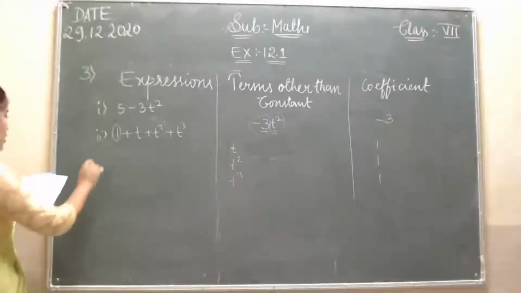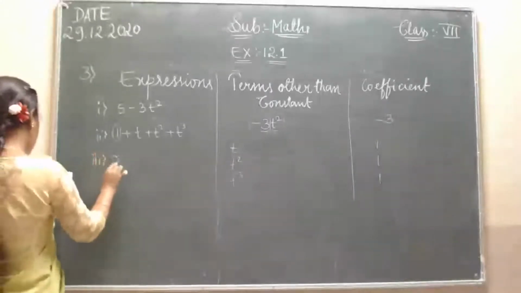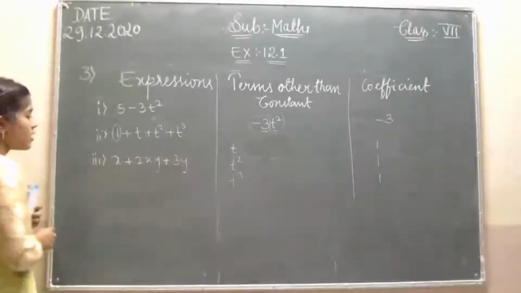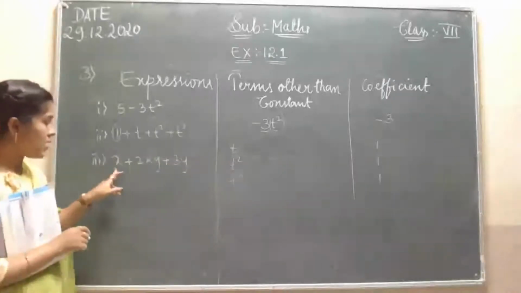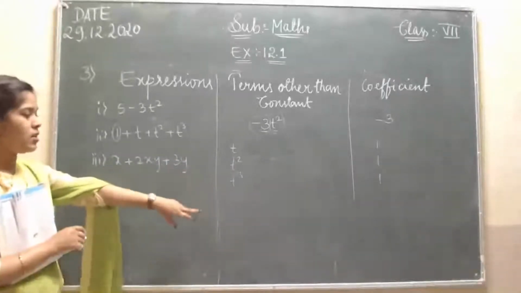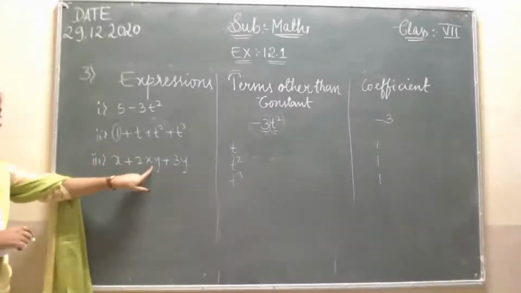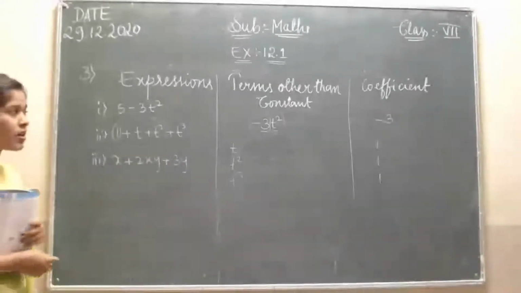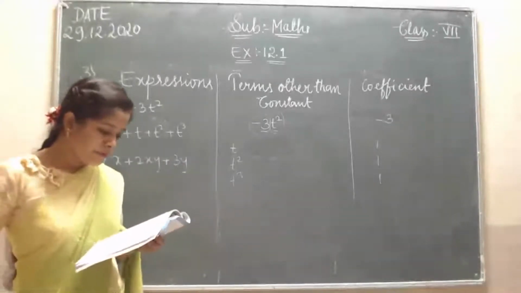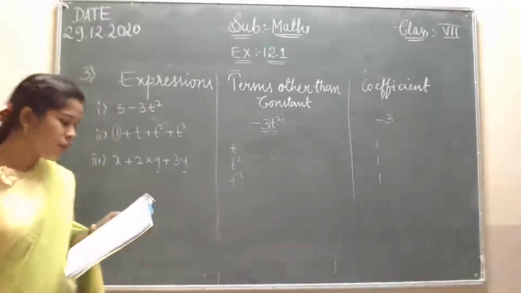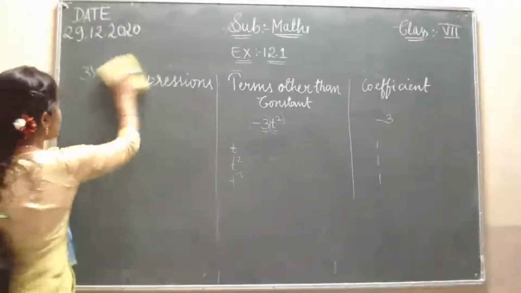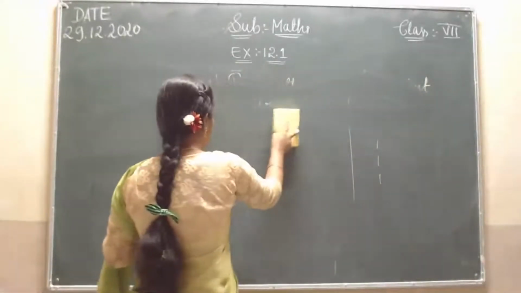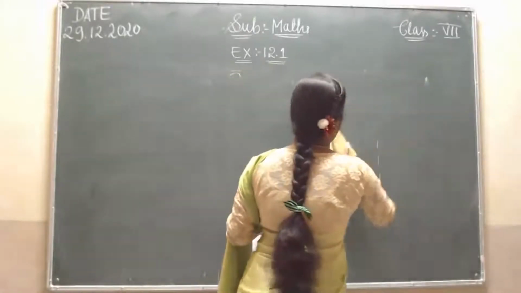So here the third one is x plus 2xy plus 3y. Here there are all variables: x, 2xy, 3y. So with x 1, with xy 2, with y 3, you have to write 1, 2, 3. That's it. Okay. So take all the other homework. Understood? The next, fourth one. Hope you understood this one: what is a term, what is a coefficient, what are factors, and all.